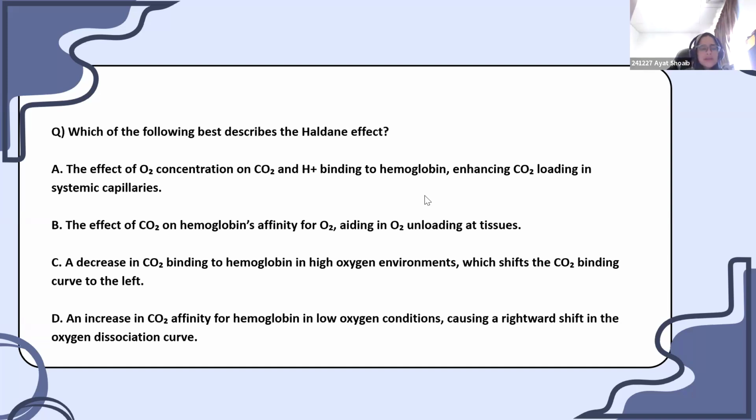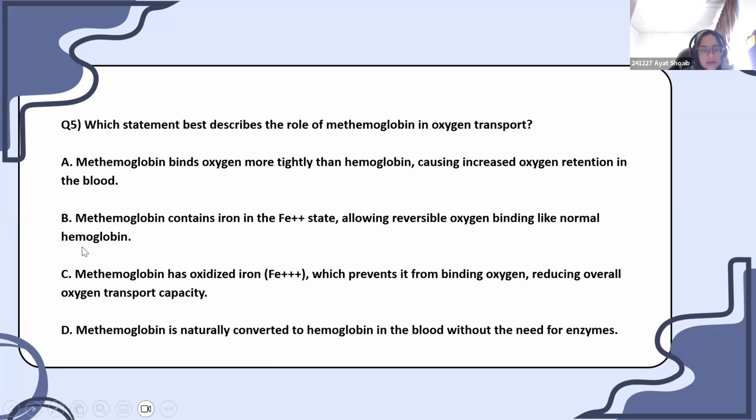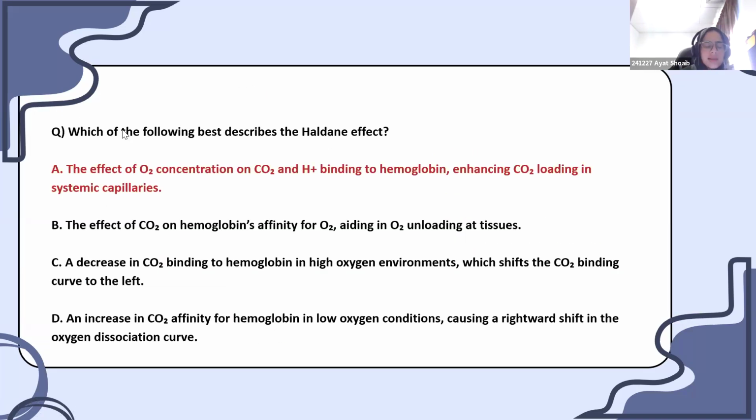I think I marked the wrong one. I think it is C. It's not, it looks like the Bohr effect. Yes. Okay, it is C. A decrease in CO2 binding in hemoglobin in high oxygen environments, which shifts the CO2 binding curve to the left. A decrease in CO2 binding. Because in the Haldane effect, you have more oxygen binding, so less CO2 loading in the system. That's the Bohr effect, yeah.